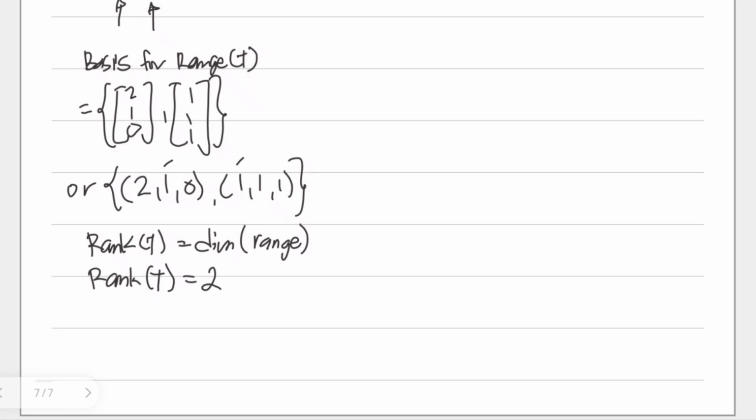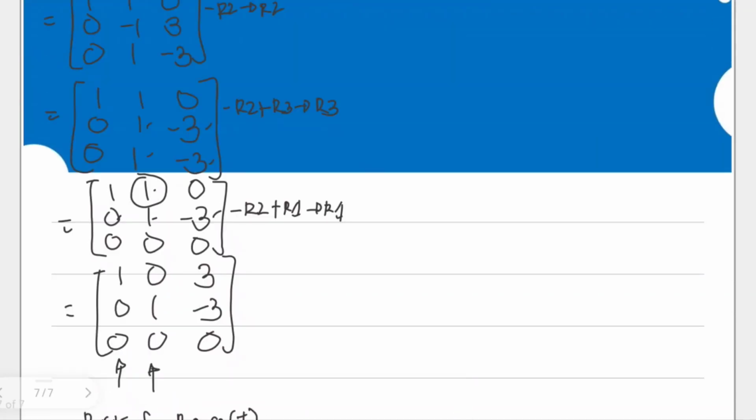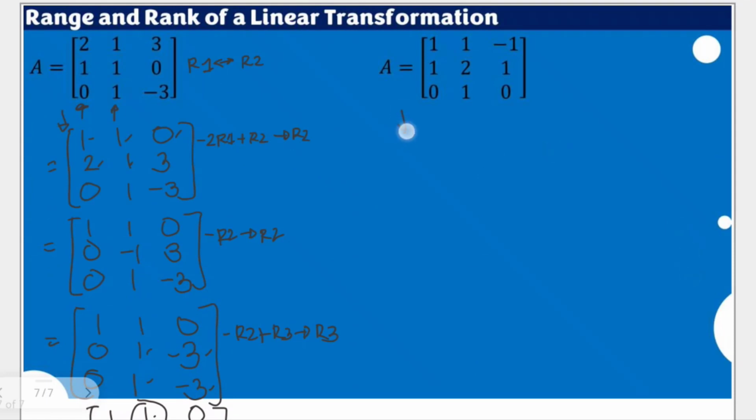By the way, before we duplicate the same process, take note that the basis of the range here is just one of the possible bases. We can also use the concept of the row space to come up with the basis for the range. But since we use the column space here, and we also used the column space in our previous examples, let's do the same thing here. So for matrix A as well, you will have to come up with the reduced row echelon form.